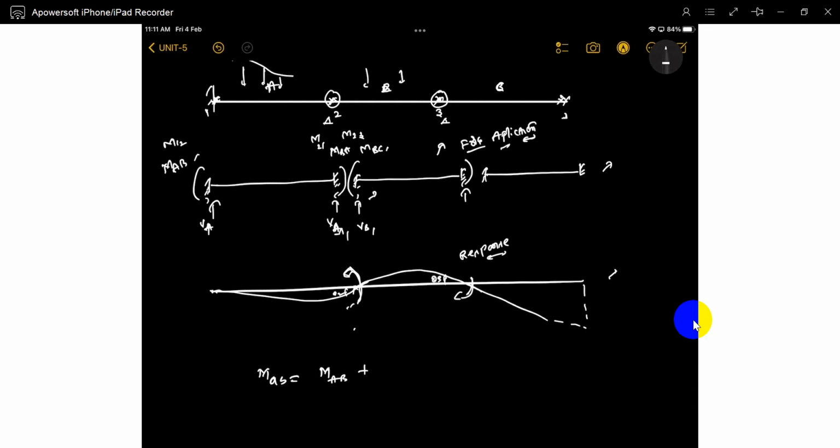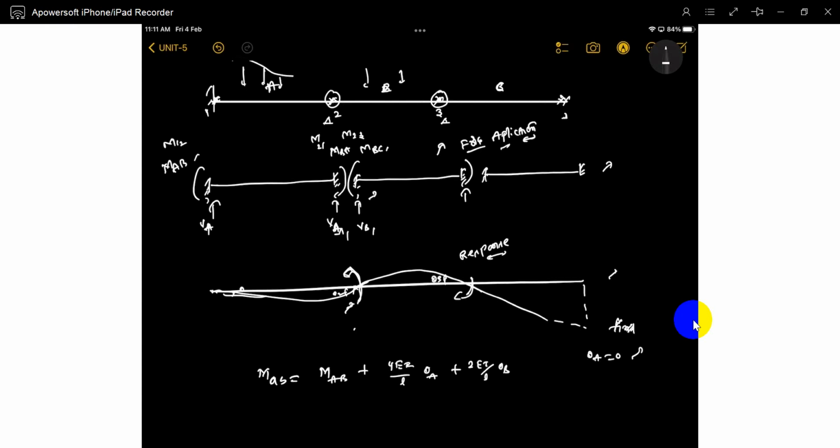by the release of these deformations. What is that release? 4EI by L into theta A plus 2EI by L into theta B. We write it by the releasement. If it is released here, if it is also released here, everything. Later we apply end conditions like theta A is 0 or theta C is 0. These are the boundary conditions, and that is the final moment.